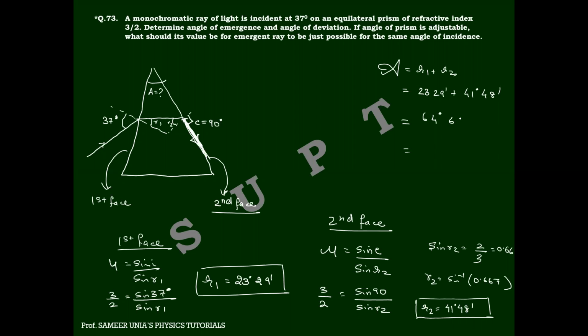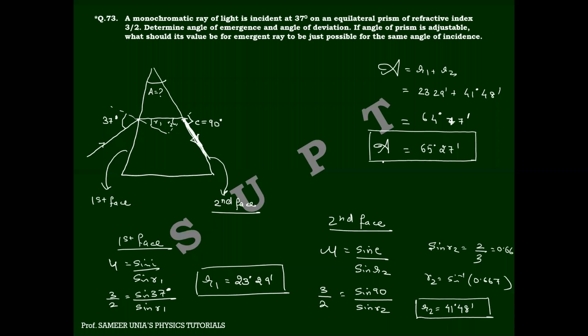Now if you take 60 minutes from this, it will become 65 degree 27 minutes. So if you adjust this angle to 65 degree 27 minutes, the emergent ray will be grazing. What is the technical word over here? Grazing along the second face. Clear?